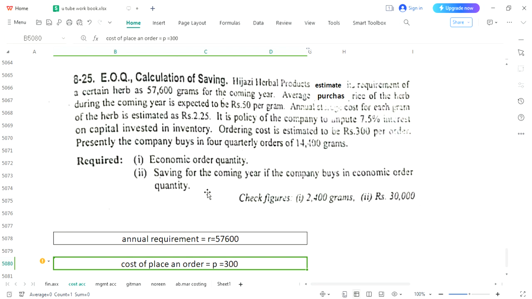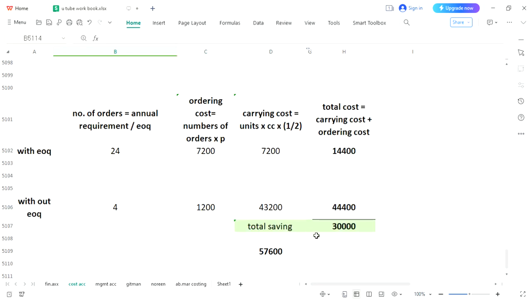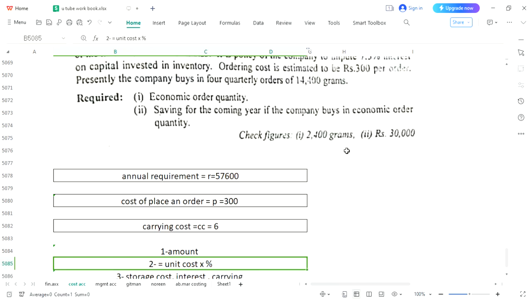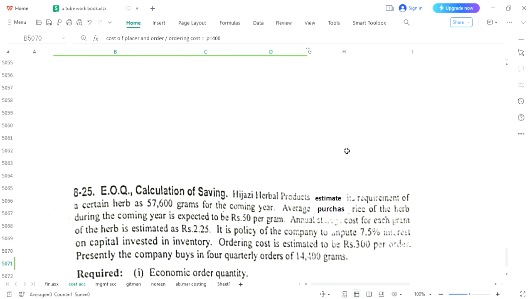Then we have calculated the saving 30,000. This is your second answer, and we have made comparison of two different statements when you follow economic order quantity and when you are not following economic order quantity. If you follow EOQ, you will get a cost 14,400. If you do not follow economic order quantity, you will have to bear 44,400. In this way we have saved 30,000 rupees, which is quite a big amount as we are making the comparison. So our question is reviewed, answers are seen, and we have seen our calculations as well.